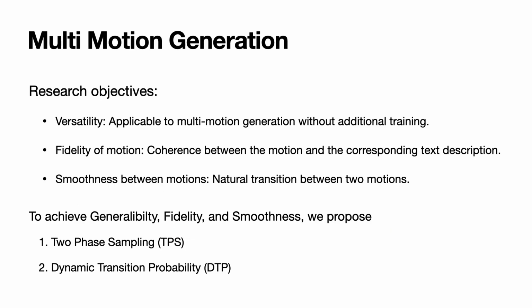The main goals of our research in multi-motion generation are versatility, fidelity, and smoothness. The method must handle different motions without extra training of single motion generation, ensure the motions match the text descriptions, and make transitions between actions natural. To achieve these, we propose two-phase sampling, TPS, for balancing motion quality and transitions, and dynamic transition probability, DTP, to ensure smooth transitions between different actions.